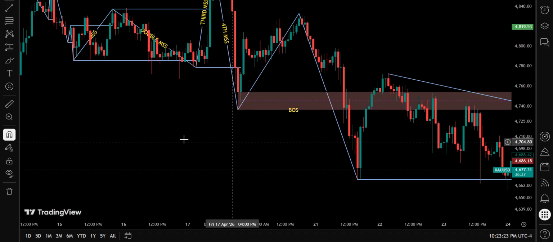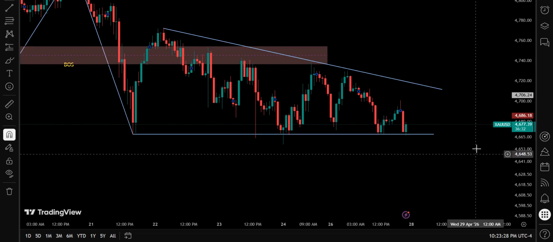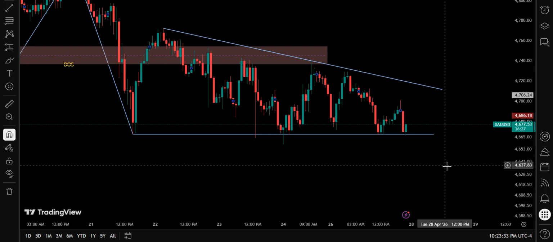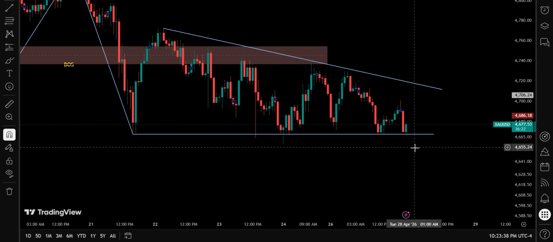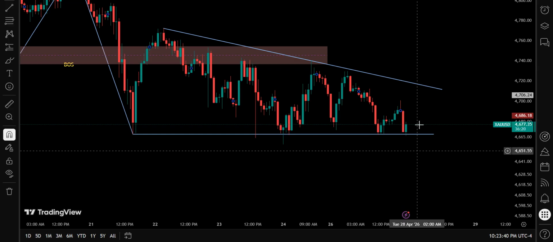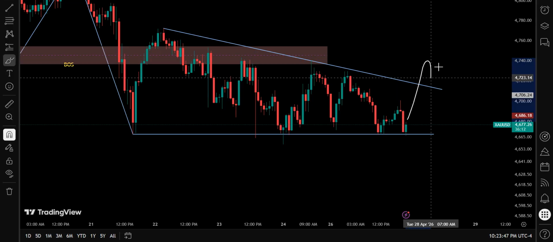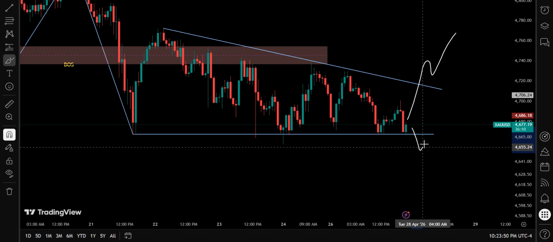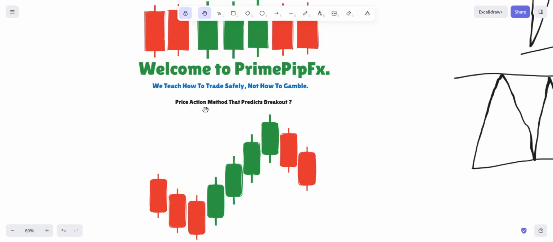Now let's move to the latest and most recent scenario. Here the market has made a channel again, and we are simply waiting. It's a future prediction. We are waiting for the market to break below. It should be a proper breakout, not a fake out, below or above. Then if it breaks above, we will put a buy position on retest, and if it breaks down, we will put a sell position on retest. So this is a simple price action method that predicts breakout.